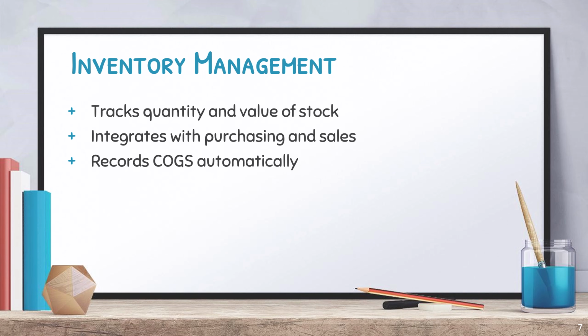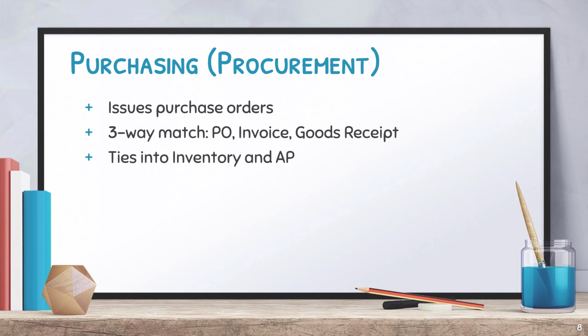The Inventory Management module tracks both the quantity and value of stock on hand. It integrates seamlessly with purchasing and sales, ensuring real-time updates across the system. When a sale is made, the ERP automatically reduces inventory levels and records the cost of goods sold. From creating purchase orders to matching them with vendor invoices, this module also connects closely with both accounts payable and purchasing, helping maintain accuracy throughout the supply chain.